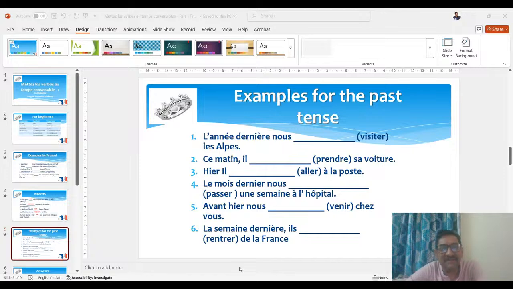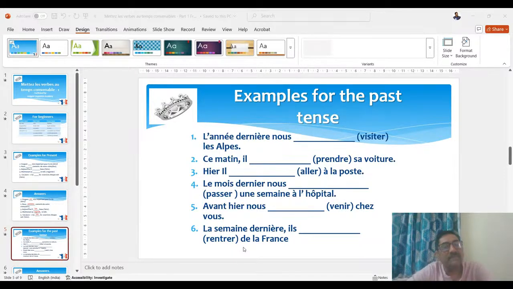L'année dernière, nous dash les Alpes. Okay. What will come? Is it passé composé or imperfect? It's passé composé because we have done it only once. Okay. We visited Alps. So it's just once. And suppose we were visiting Alps, then it's going to be imperfect. Okay, so let's see the answer when the answer slide comes up.